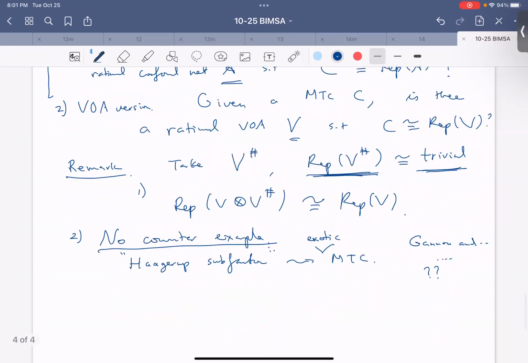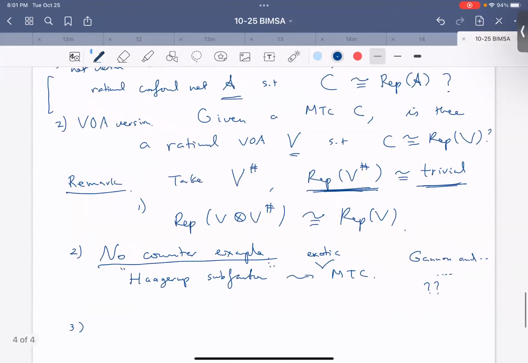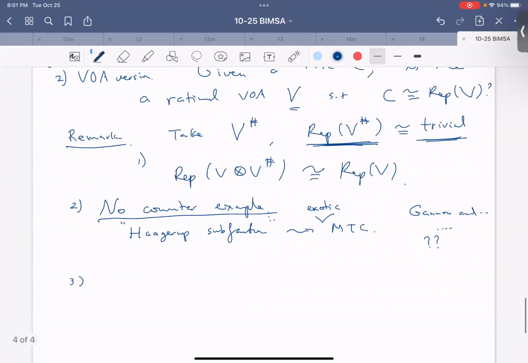So maybe I'll mention one thing, number 3. As you will see, I have more questions than theorems. So I think I should probably at least mention one theorem. So maybe I will say a few words about how this theorem is motivated.